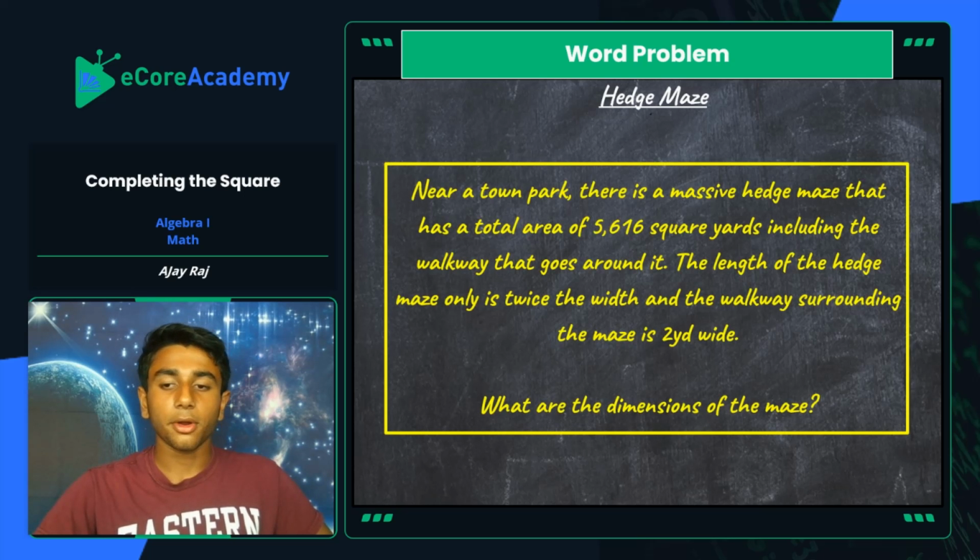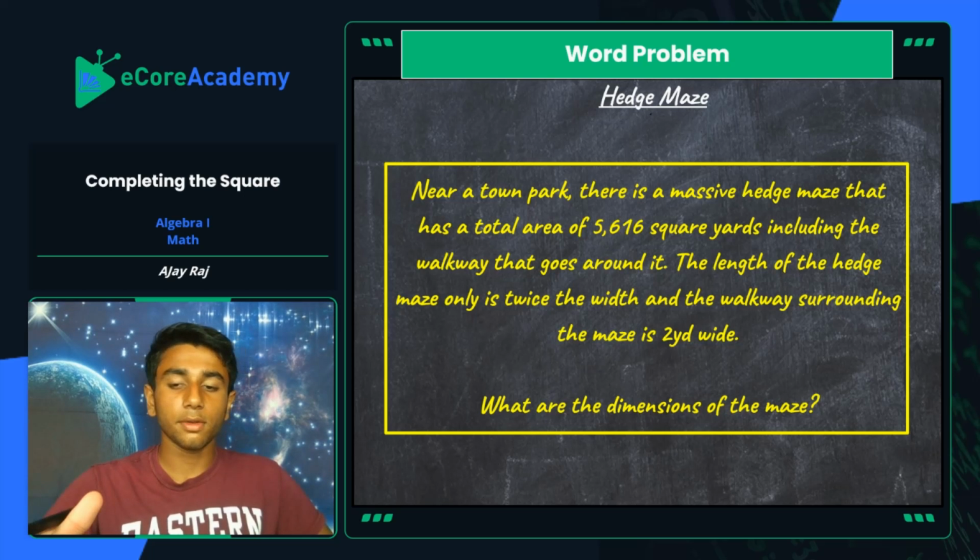So near a town park, there is a massive hedge maze that has a total area of 5,616 square yards, including the walkway that goes around it. The length of the hedge maze is only twice the width, and the walkway surrounding the maze is 2 yards wide. So what are the dimensions of the maze?